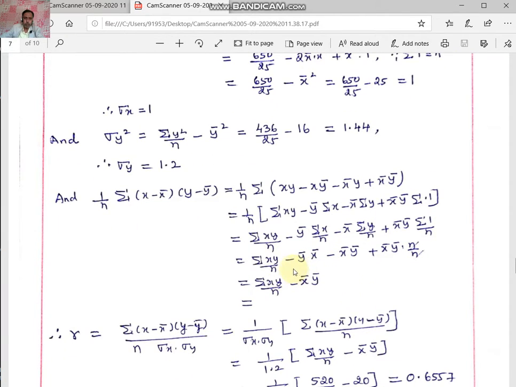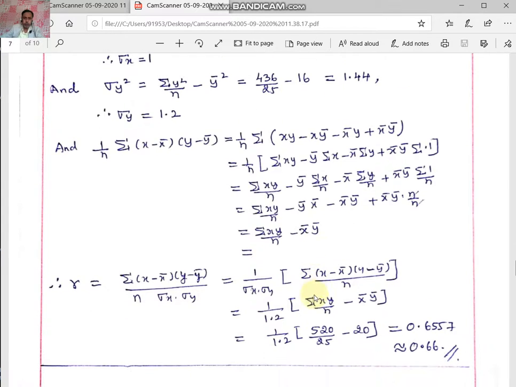Then simplifying, it becomes sigma xy by n minus x bar y bar. Why? Because y bar into sigma x by n is x bar y bar. Similarly, x bar into sigma y by n is x bar y bar, plus x bar y bar into sigma 1, which is n, divided by n. So x bar y bar can be cancelled with this. Finally, the product 1 by n sigma (x minus x bar)(y minus y bar) becomes sigma xy by n minus x bar y bar.